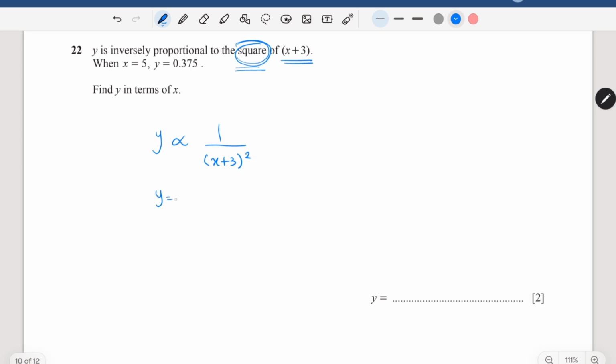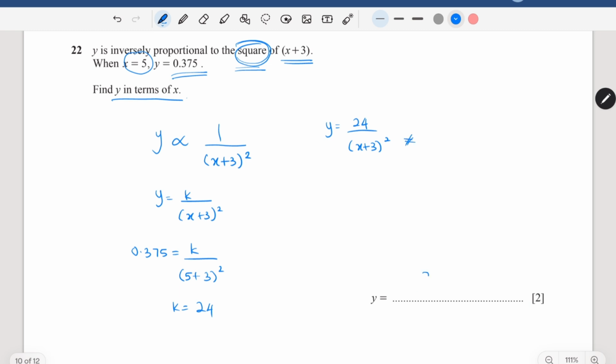When we make it an equation, you will have a constant. When x equals 5, y equals 0.375. This information is very important for us to find the constant value. So y is 0.375, k is unknown, and x is 5. Now you can find the value of k. Your k equals 24. So your new equation is y equals 24 over (x plus 3) squared. They just ask you to find y in terms of x, so you're done. Your answer is 24 over (x plus 3) squared. That's it.